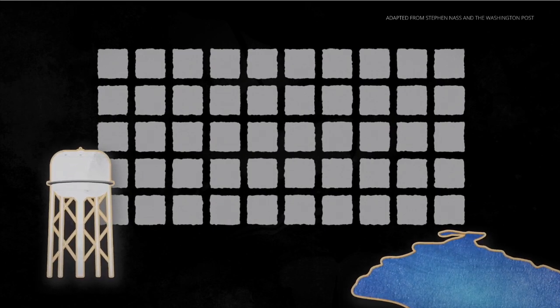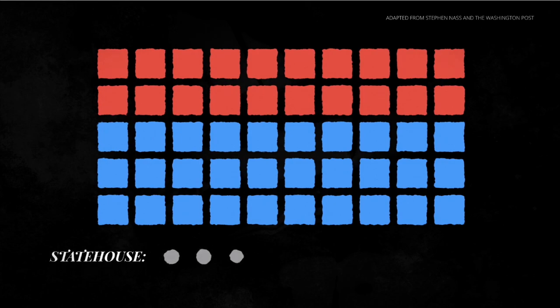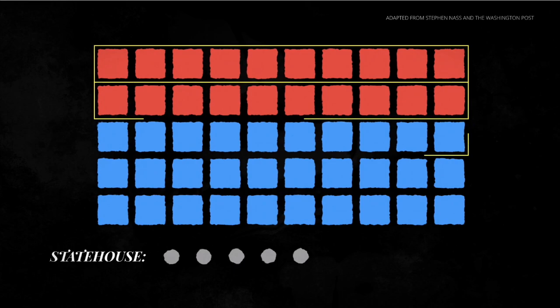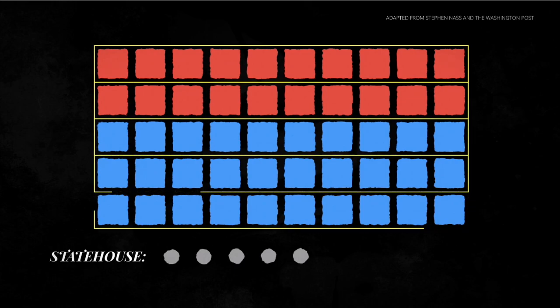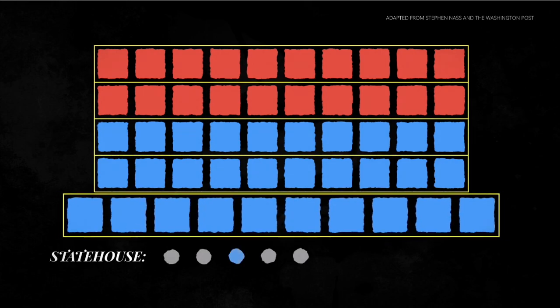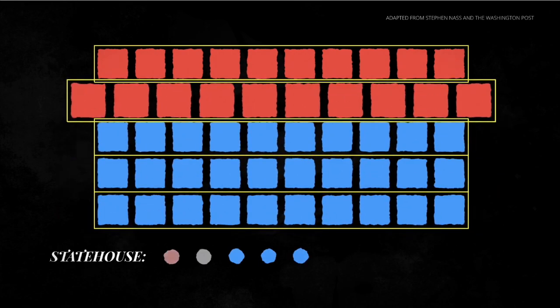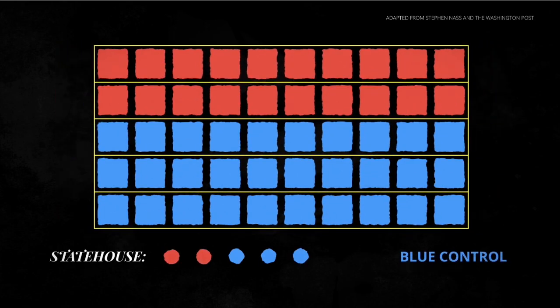Let's take this tiny rectangular state. Suppose there are exactly 50 people in the state, living in 5 rows of houses. And there's a water tower, maybe a windmill, and a lake. Wait, no, too confusing, no lake. 60% of the people always vote for the blue party. 40% always vote red. The state is split into 5 districts. To have perfect representation, you would want to arrange the districts like this. The state would be represented by 3 people from the blue party and 2 from the red. This matches the 60-40 partisan split.